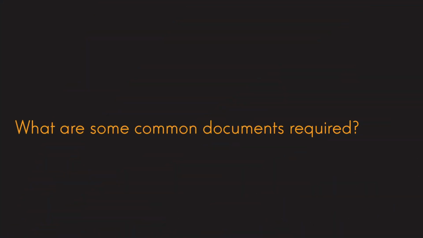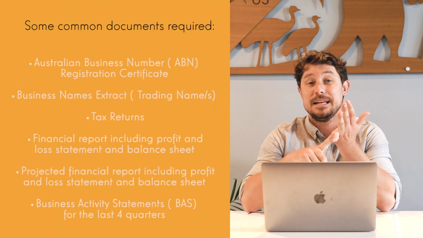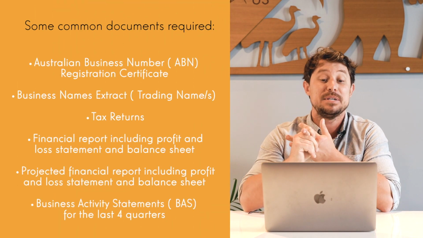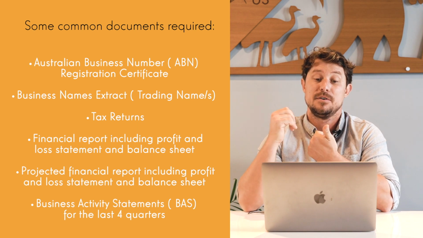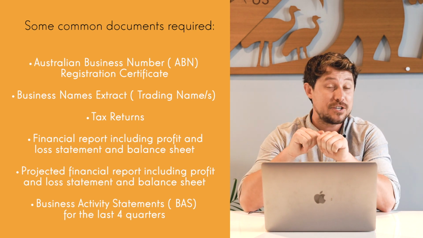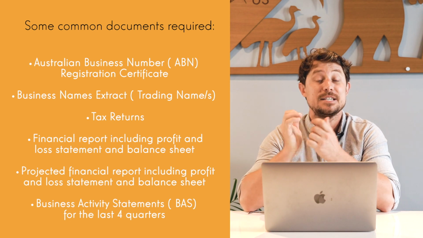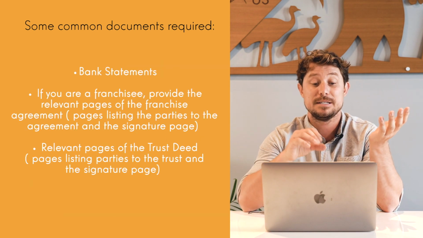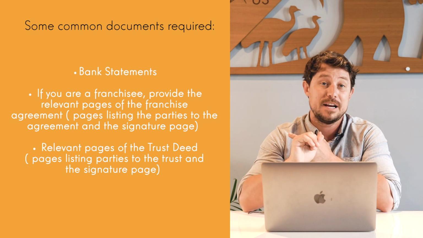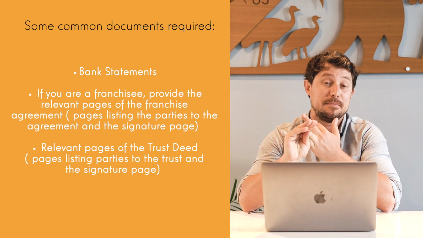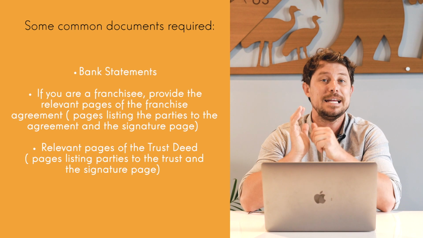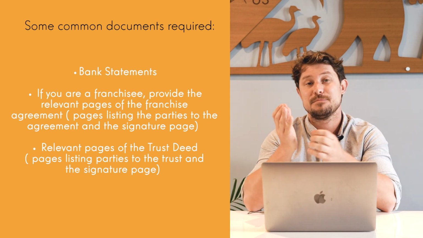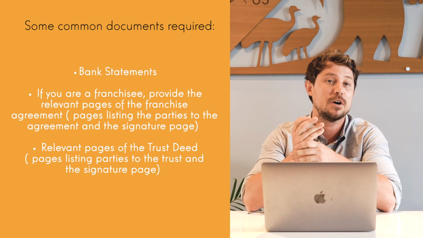All right, so what are some of the most common documents required? Look, every application's different, and this is just a general list in nature, but these are some of the most common documents: obviously your ABN, your ACN if you have it, business name extract, tax returns, 4 BAS statements, financial reports, organisation charts, bank statements, lease agreements. If you're a franchisee, the franchise agreement. If the company's set up as a trust, a copy of the trust deed and things like that. As I said before, it's very general in nature, but those are the most common documents.